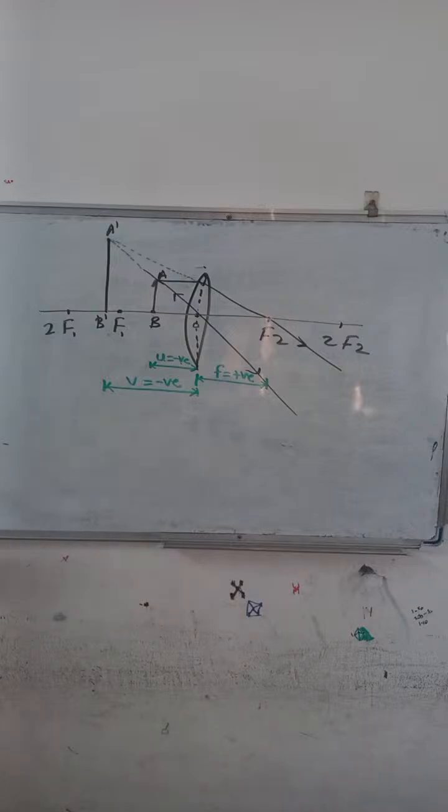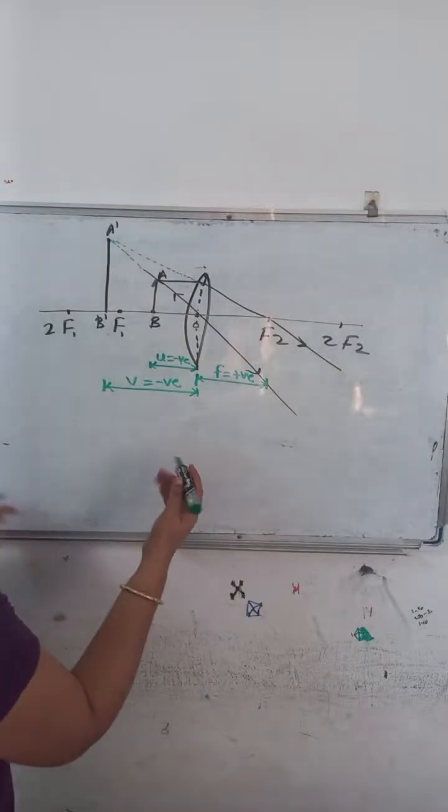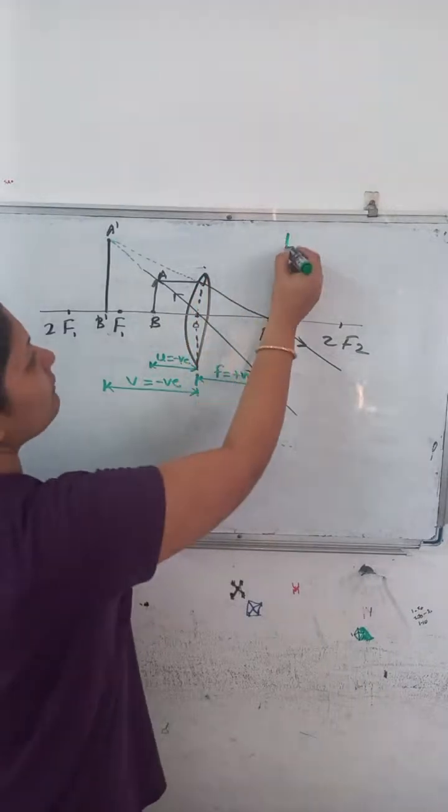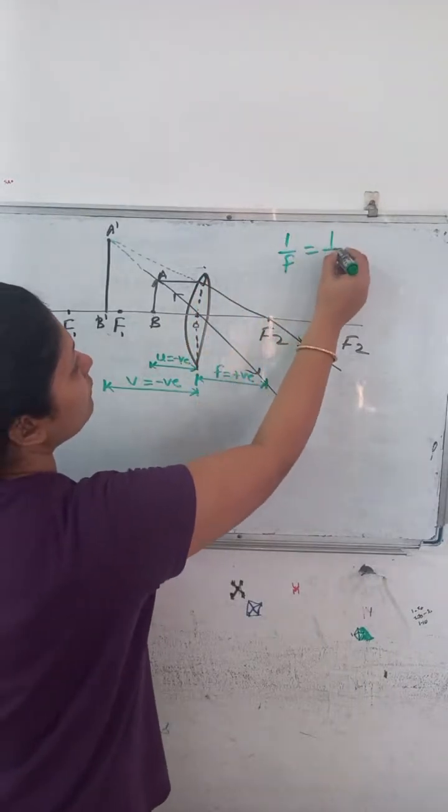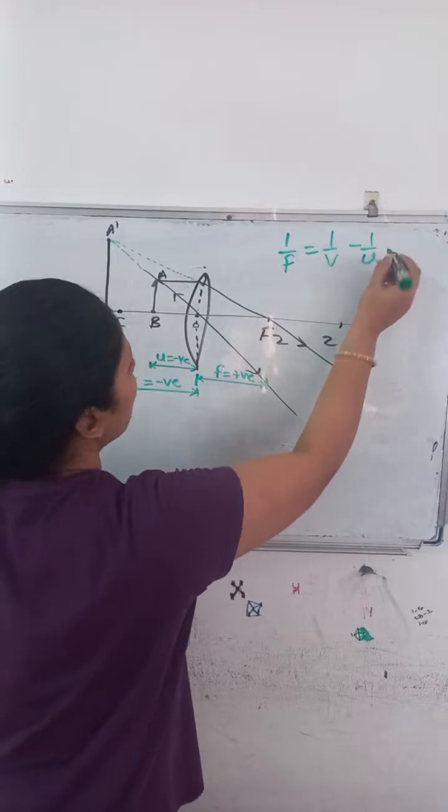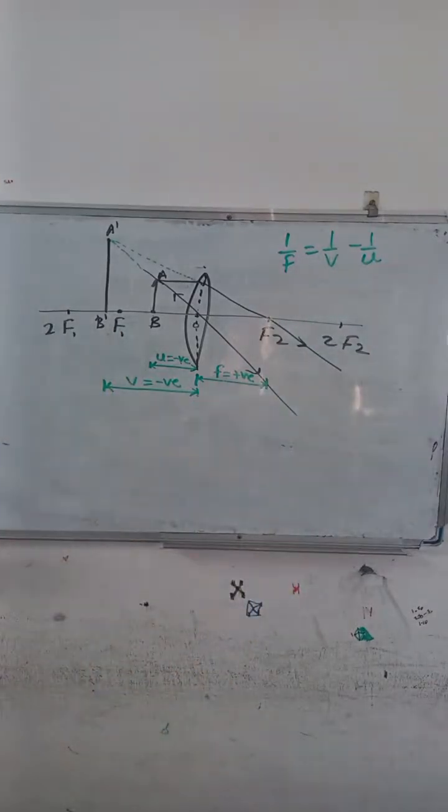And we know the image and object distances are related by the lens formula. We know that 1 by f is equal to 1 by v minus 1 by u. So this is the lens formula we have.